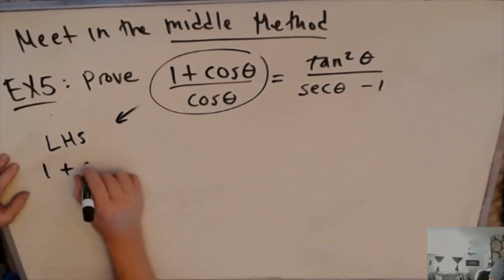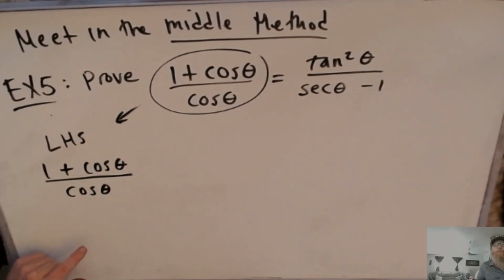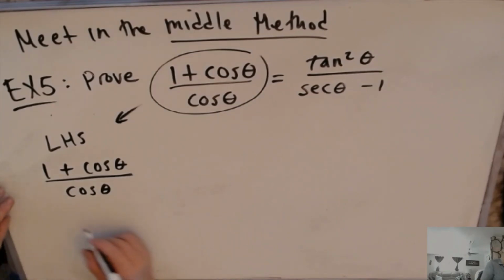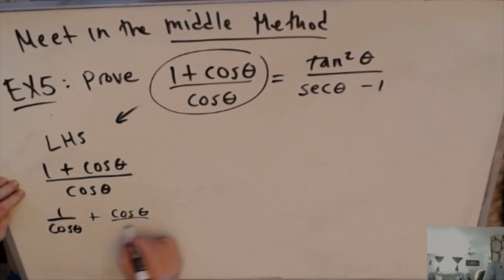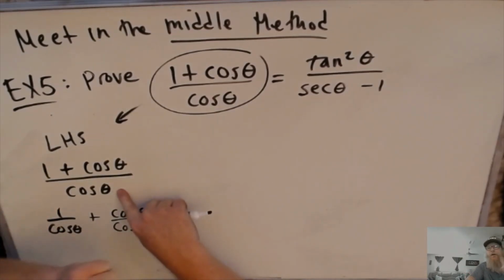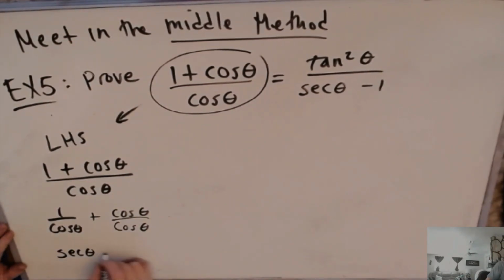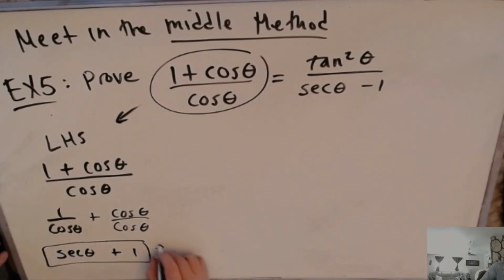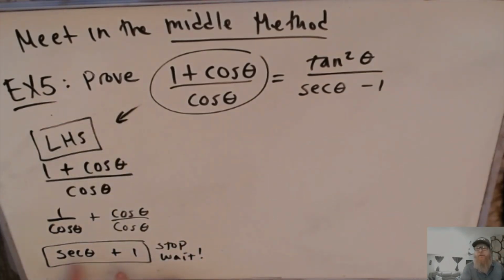So we have (1 plus cos theta) over cos theta. That's going to be 1 over cos theta plus cos theta over cos theta. If the denominator only has one term, you can split your expression into two expressions, and you get secant theta plus 1. So stop here. The left-hand side is done. This is your meet me in the middle. I'm not going any further. You have to meet me here.